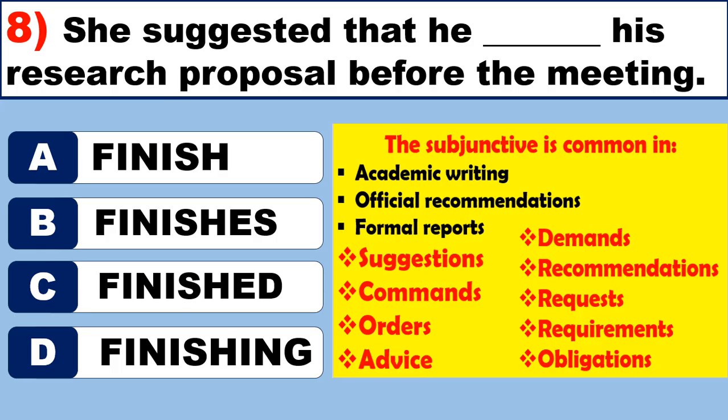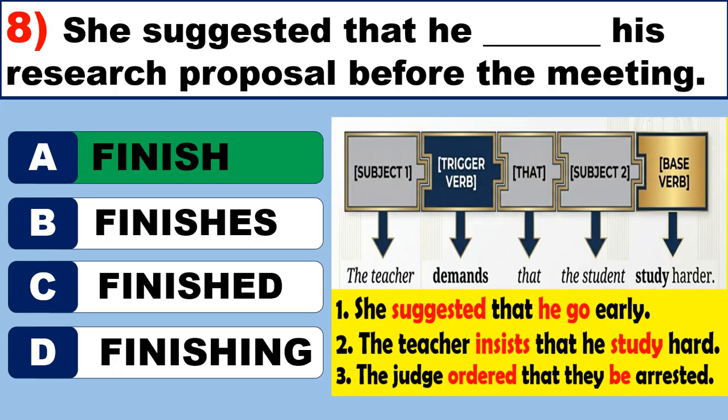What is subjunctive mode? Subjunctive mode is when you use the base form. Example, the teacher demands that the student study harder. Number one, she suggested that he go. Don't say he goes, because suggest that requires the subjunctive mood. Number two, the teacher insists that he study, not she studies, he study hard. The judge ordered that. So suggested that, insist that, ordered that, they be, not they are.